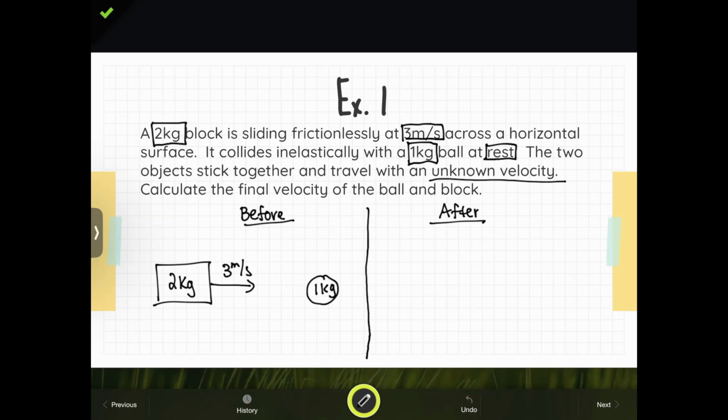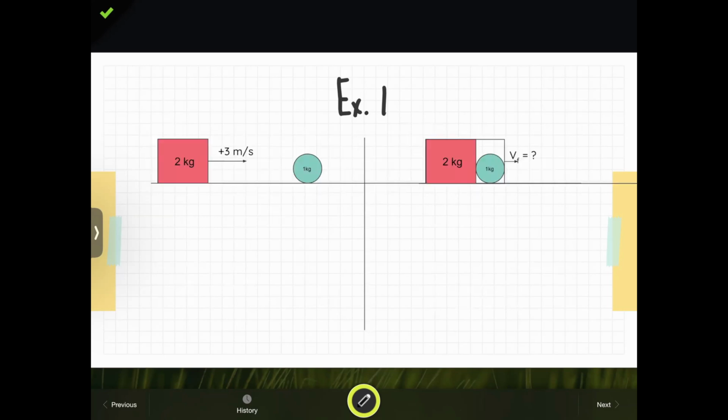So the block is sliding frictionlessly to the right across a horizontal surface. It collides with a ball at rest. The two objects stick together after. This is an inelastic collision. So maybe in my final picture, I'll draw them together. Hey, what would be their total mass if they were stuck together like that? Right? A 2 kilogram block and a 1 kilogram ball. So together, these two things act like 3 kilograms total. So maybe my picture looks something like this.